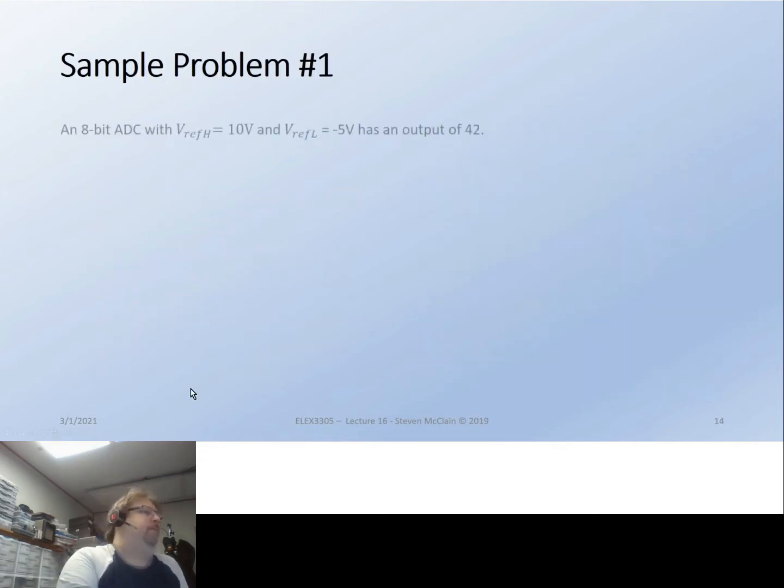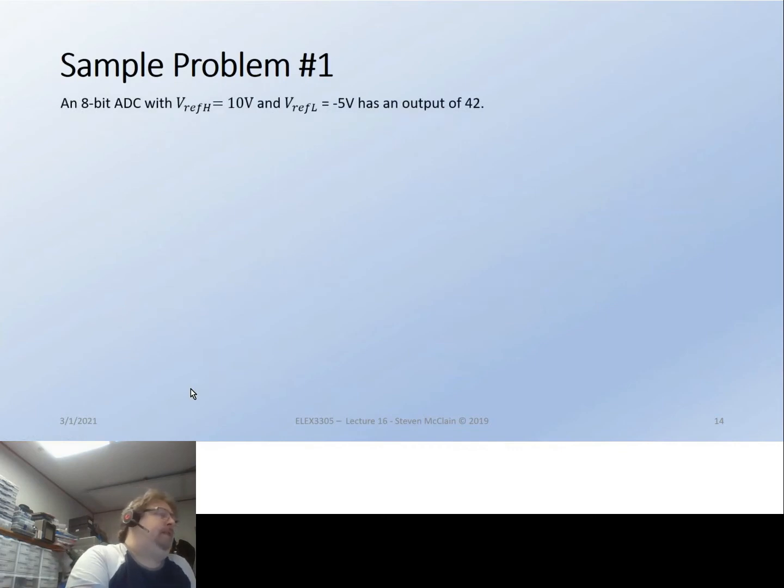Okay. So we have an 8-bit ADC converter with 10 volts reference high and a -5 volt reference low, and it's giving us a digital output of 42. So now this would be like a question on the exam.